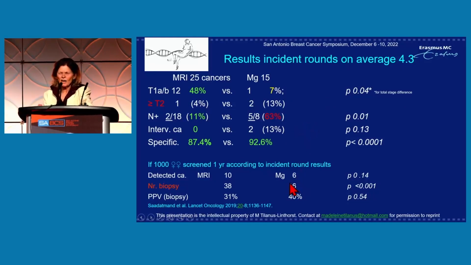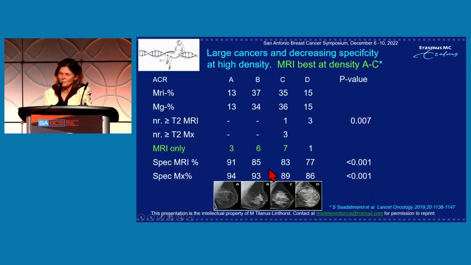If we would screen 1,000 women according to these incident rules, we could expect after 1 year to detect with MRI 10 cancers versus 6 with mammography, and have twice as many biopsies in the MRI group than in the mammography group. However, the positive predictive value of MRI would not be significantly different because of the higher cancer incidence. We looked at density, of course, in this study, and density was well divided over the low density A up till high density between the MRI and the mammography groups.